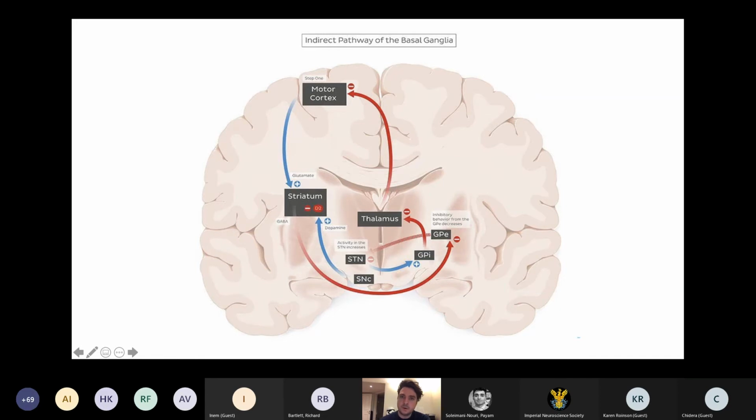Okay, so that's actually a bit more complex than the dopamine effects. But the key parts of the dopamine, remember, in the direct pathway, we have D1 receptors.